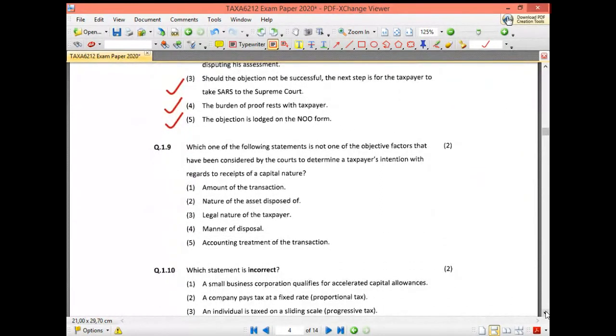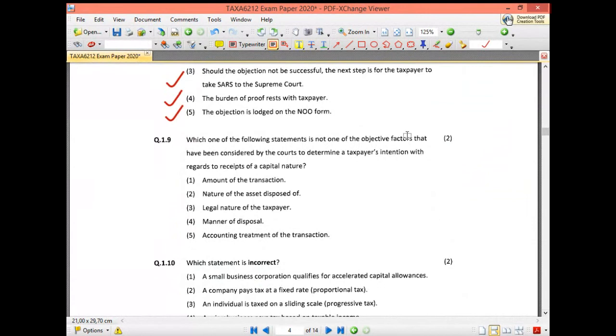Which one of the following statements is not one of the objective factors? So this is also a negative one. So which one is not correct? Okay, so read very carefully whether they ask you for the correct one or incorrect one. Okay, that have been considered by the courts to determine a taxpayer's intention for the receipts of a capital nature. Now, this information you will have to go study. This was on page 39 to 40 on your workbooks. Okay, so this is where you would have gotten the answer.